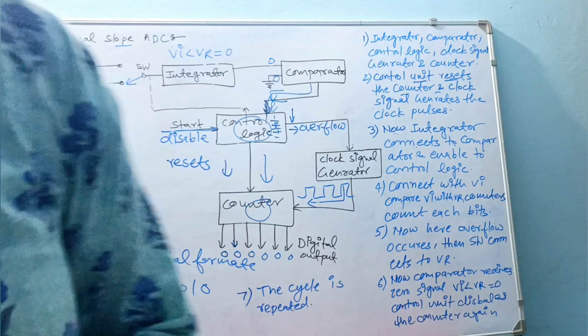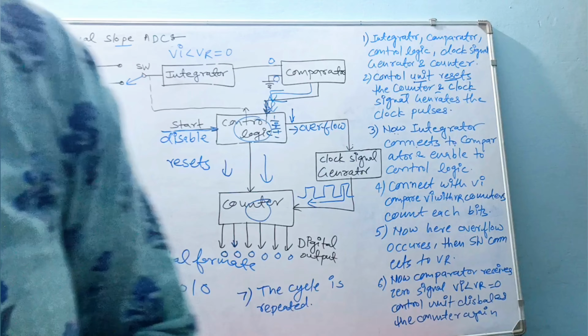Now likewise the data stream in digital format is generated, like 1 0 1 0 1 0. The cycle is now repeated again and again. Start is again enabled, the switch comes back to Vi. Vi is greater than Vr, which creates a 1 input. Now 1 is compared with 0 at the comparator input to the logic control unit, which saves all the values, and the counter counts all the values.